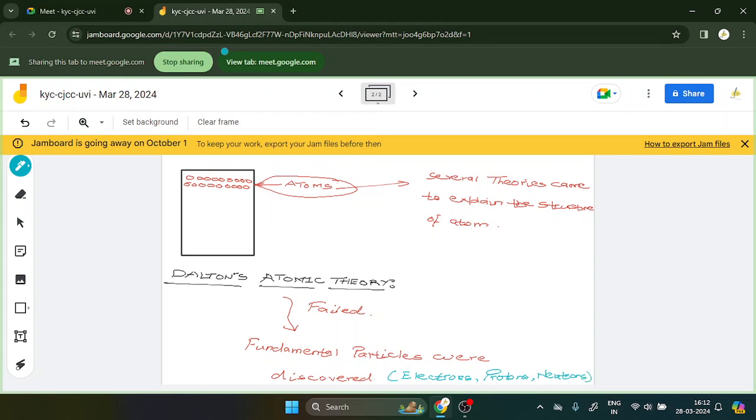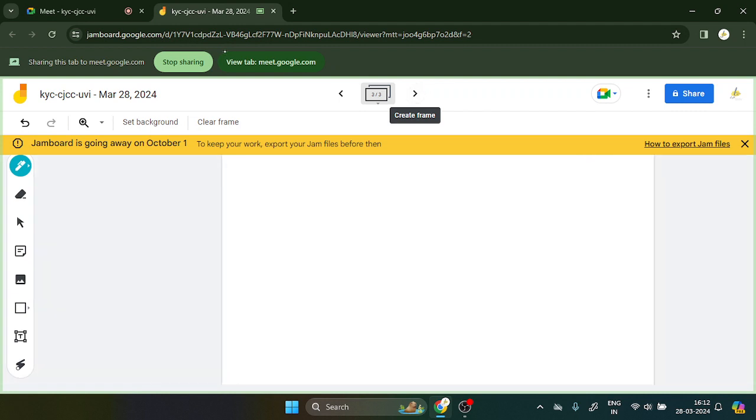Now when these fundamental particles were discovered, several structures of the atom came. One model was the watermelon model of an atom, or Thomson's model of an atom. Then after that, the Rutherford model of an atom came. So different models came from time to time explaining the structure of the atom. Now these electrons and protons are called the charges.